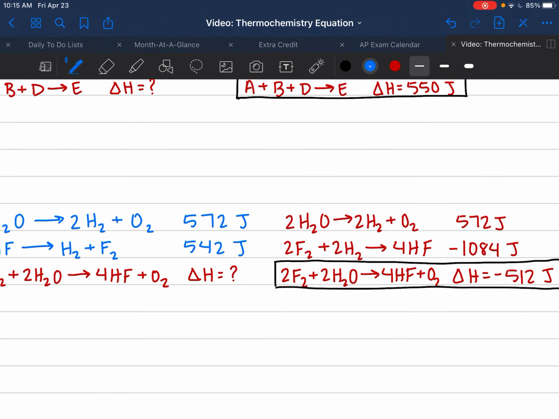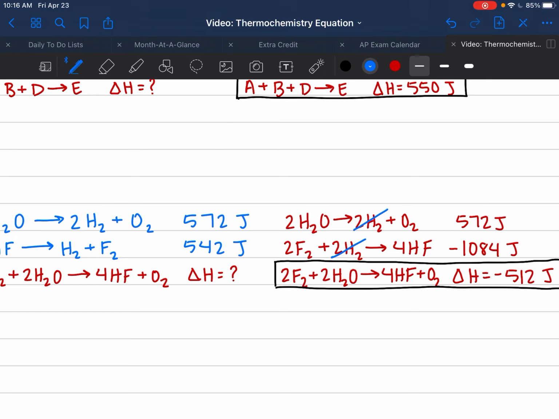Now, just like I did before, there's something that I can cancel out here. Notice on the products up here, we have 2 of H2. On the reactants, we have 2 of H2. We don't need those in our final product, and they cancel out anyways. So I write out that equation down below. It's exactly what it asked me to solve for, so we are happy with that.